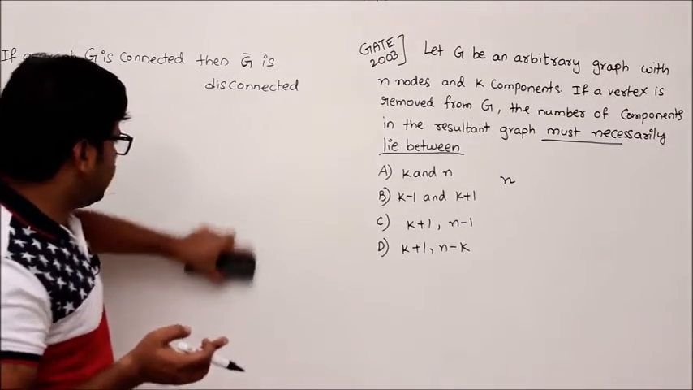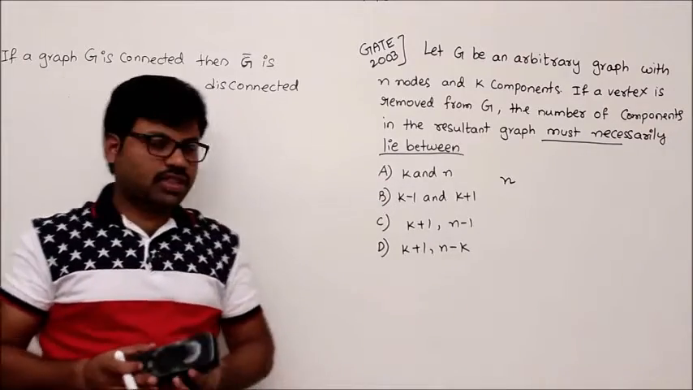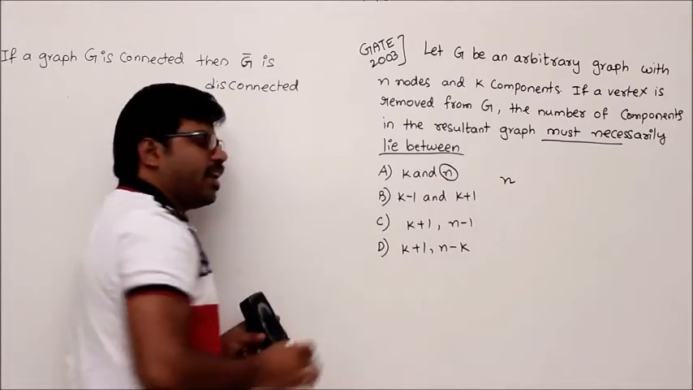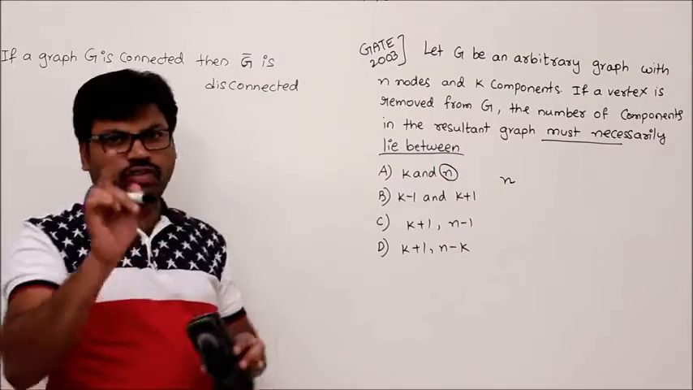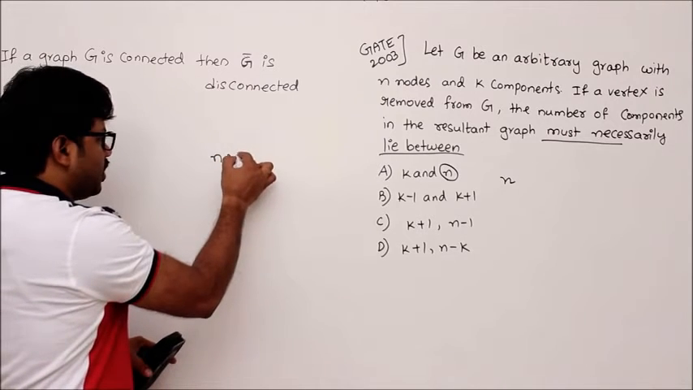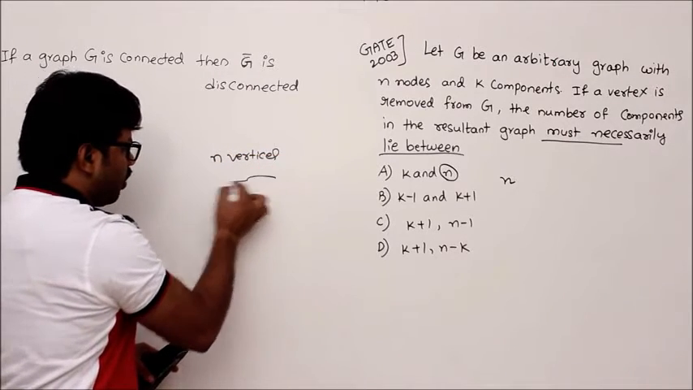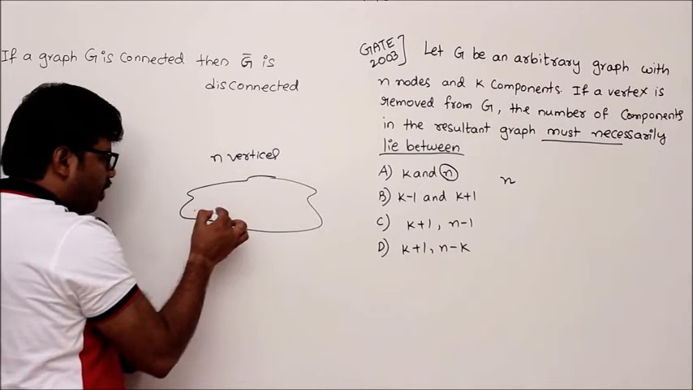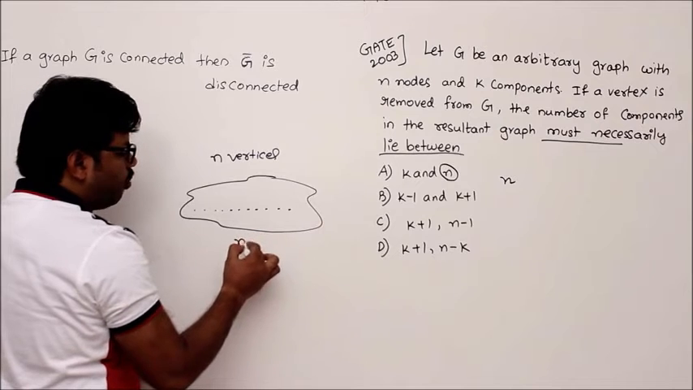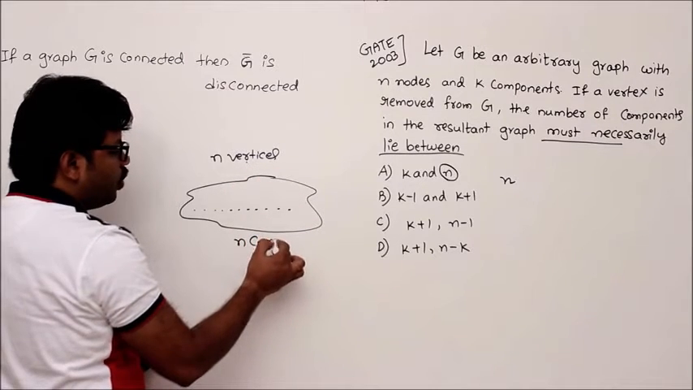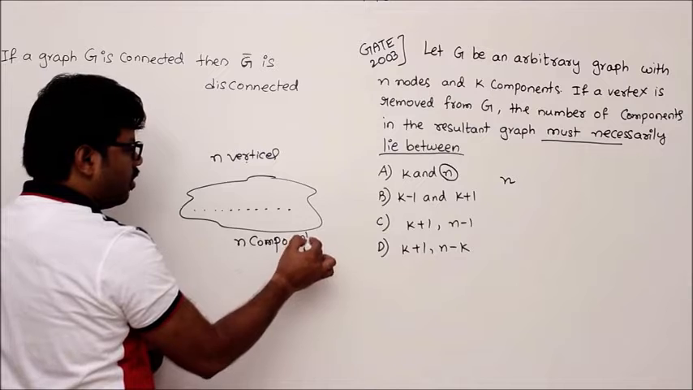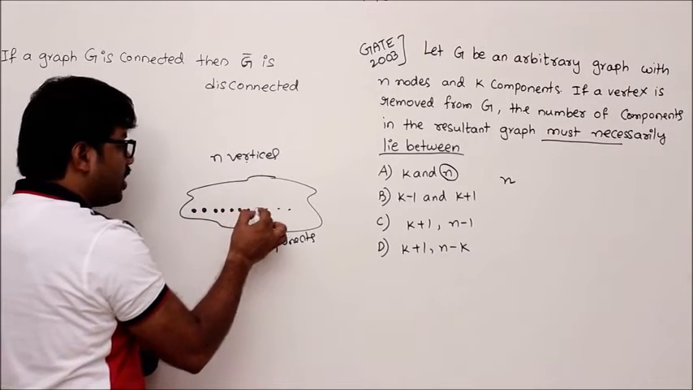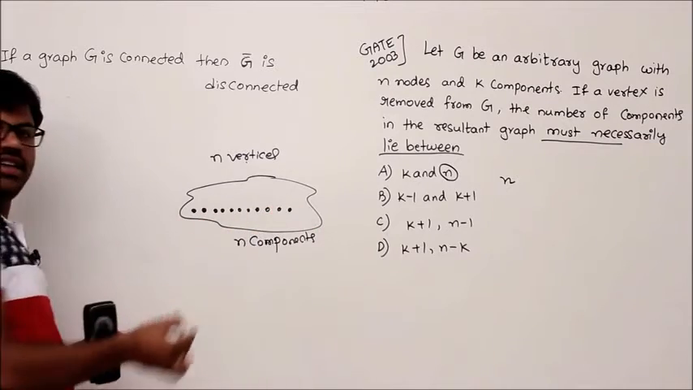So how do I solve this question? I'll directly go to the options. The number of connected components cannot be n at any time. Why? Since you are removing one vertex, initially you have n vertices. I don't know the structure of your graph, whatever the structure, any graph cannot have more than n components. When you have n vertices, you can have n components where every single vertex is a component. This is the only case where you will see n components.